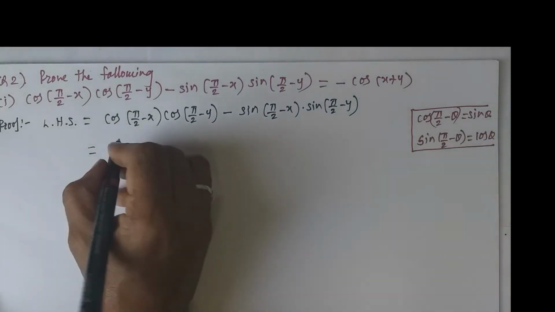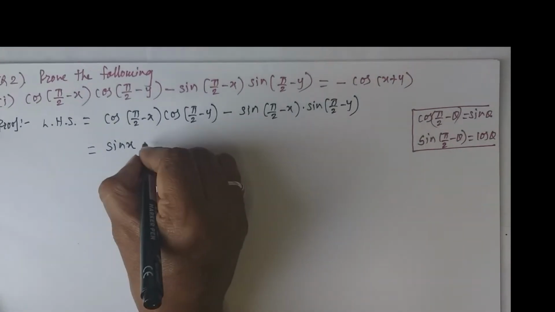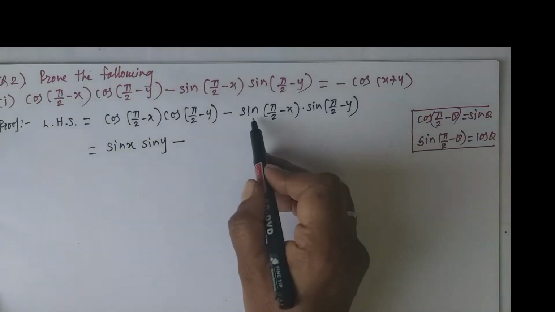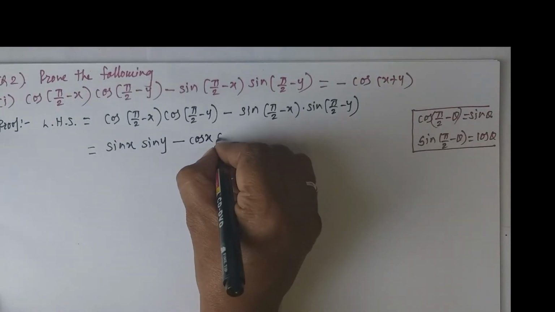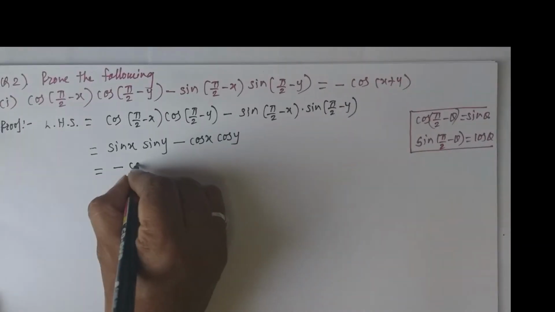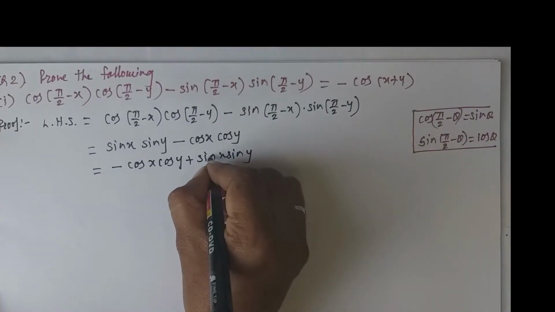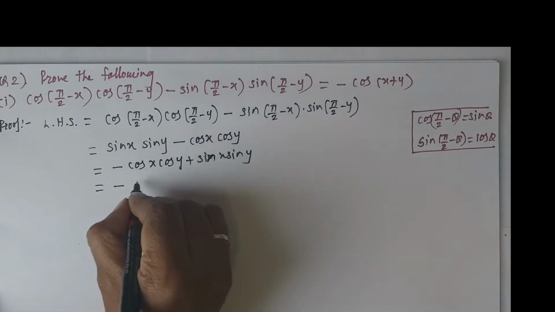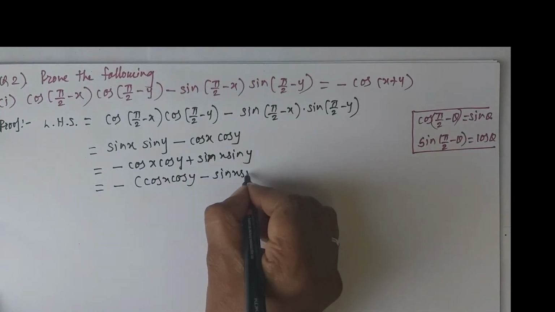Okay. Now see, cos(pi/2 - theta) means what? Sin theta. Therefore, this will be sin x. Cos(pi/2 - y), here theta is y, therefore this will be sin y. Minus sin(pi/2 - theta) means cos theta, therefore sin(pi/2 - x) will be cos x, and sin(pi/2 - y) will be cos y. Then I will rearrange the terms: cos x cos y plus sin x sin y. I am only rearranging terms, taking this term to the first place and this to the second place. Okay. Now take the minus sign common. This is cos x cos y minus sin x sin y.